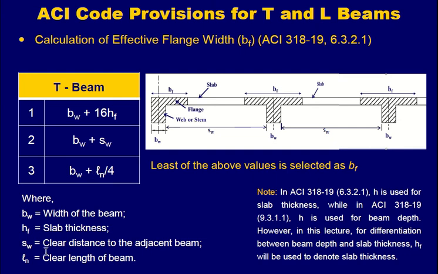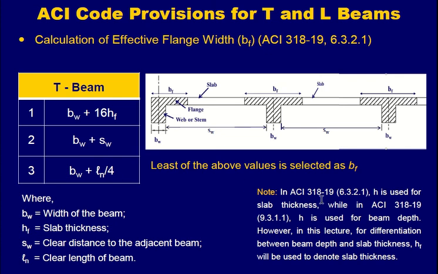Ln, what is Ln? So it says that Ln is the clear length of the beam. SW is the distance between adjacent beams, okay? So if there are two parallel beams, the clear distance between both of them is SW. However, Ln is the length of this beam. So least of the above values is selected as BF. For example, it gives you 100, the second one gives you 96, and the third one gives you 84. So 84 will be your value of BF, okay? And you take it to use in the calculations.